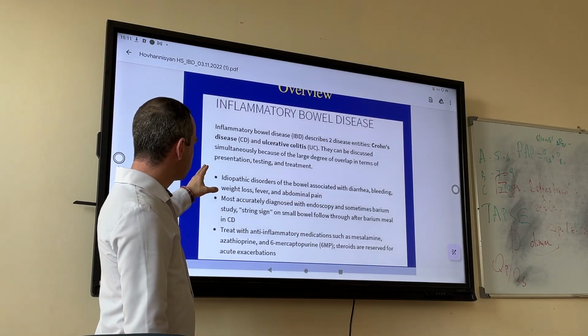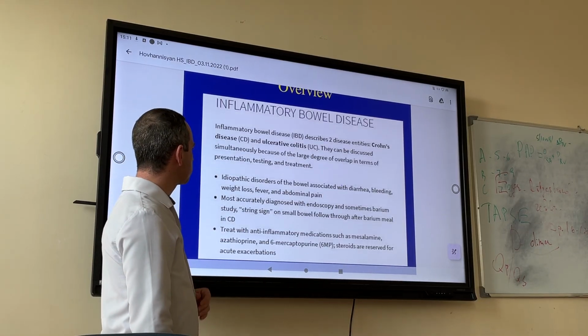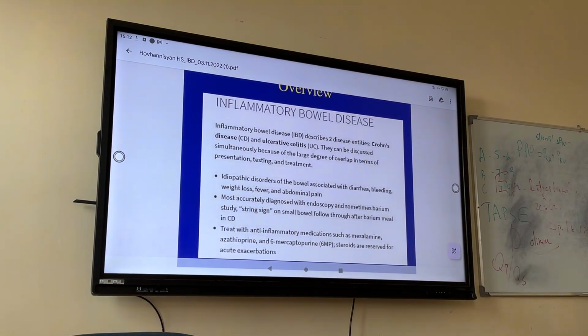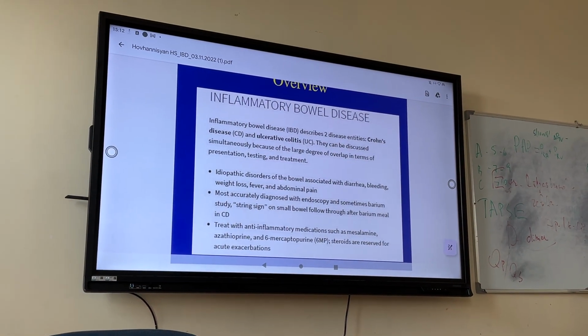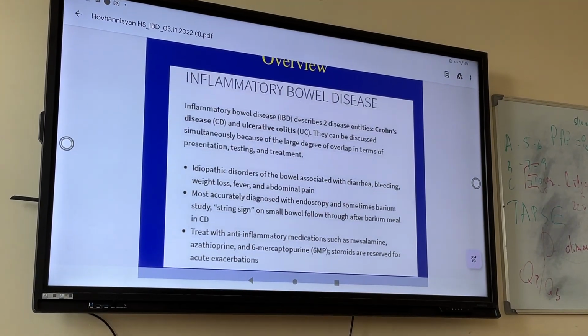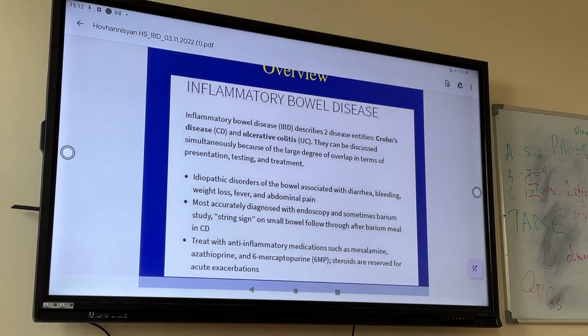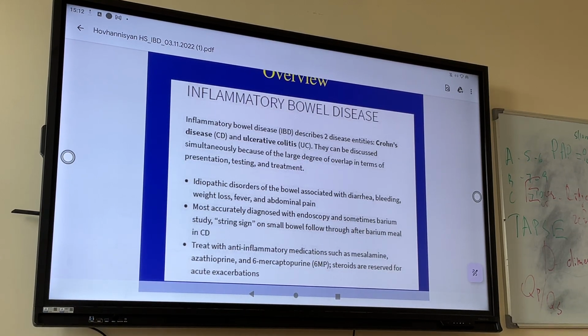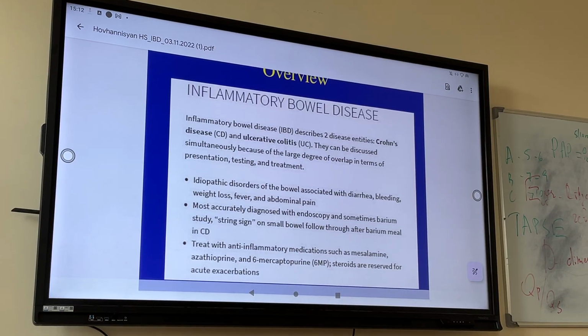They can be discussed simultaneously because of a large degree of overlap in terms of presentation, testing, and treatment. But from the start, let's understand. Crohn's disease may affect any part, theoretically, of the GI tract, from the oral cavity up to the anus. Usually the rectal part is spared. It's called rectal sparing. The rectum is not involved, usually.